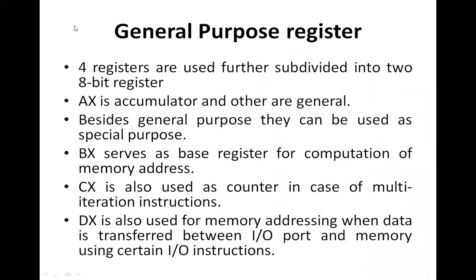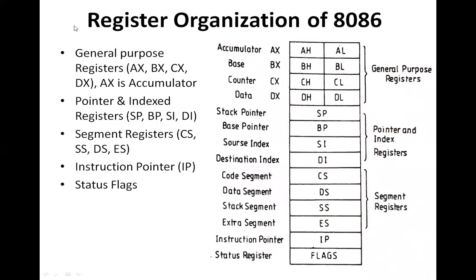Now, the register organization of 8086. Five kinds of registers are used in 8086. The first one is the general purpose register. The second is the pointer and index register. The third is the segment registers, then the instruction pointer, and the status flag. I'm starting from the bottom side.